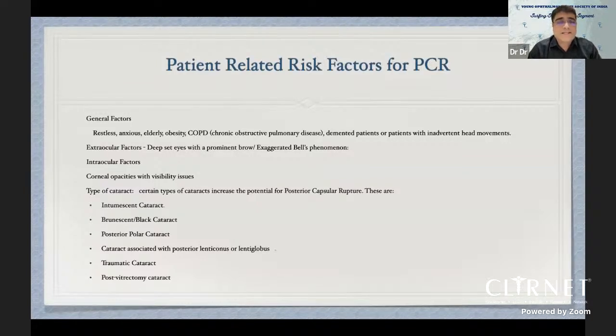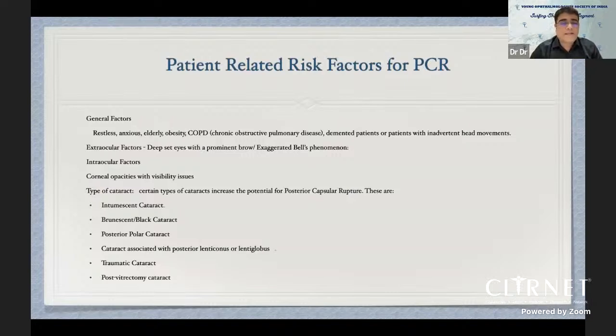If the patient is restless, anxious, elderly, obese, has COPD, is demented, or has inadvertent head movements, this increases the risk of posterior capsule rupture. There are extraocular factors like deep set eyes with a prominent brow or exaggerated Bell's phenomenon, because there's a lot of pooling and difficulty in visualization. So surgeons may get PCR more in these kinds of cases.